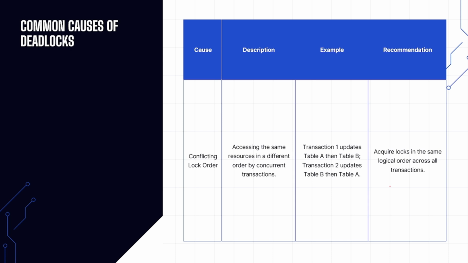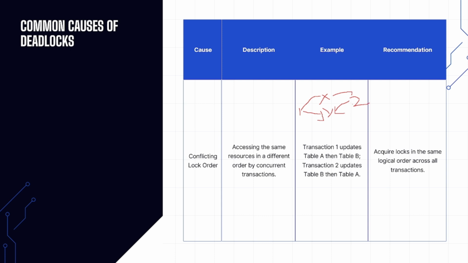If transaction 1 acquires a lock on a row in table A and then is blocked trying to acquire a lock on the row in table B, because transaction 2 already holds it, and simultaneously transaction 2 acquires a lock on the row in table B and is blocked trying to acquire a lock on table A because transaction 1 already holds it, a deadlock occurs. As you can see, transaction 1 has locked the resource X and is waiting for the resource Y, while transaction 2 has locked resource Y and is waiting for the resource X.